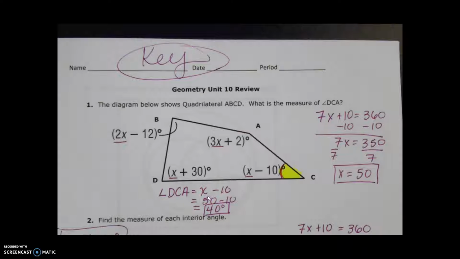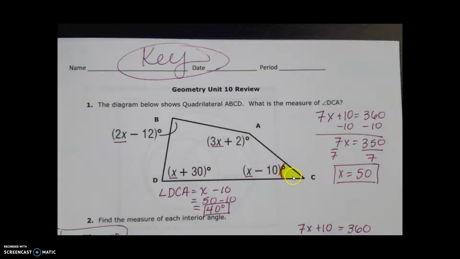All right, so here is the key to the Geometry Unit 10 review for question number 1. It says the diagram below shows quadrilateral ABCD. It's pictured here. What is the measure of DCA? So DCA is this highlighted angle in the bottom right.